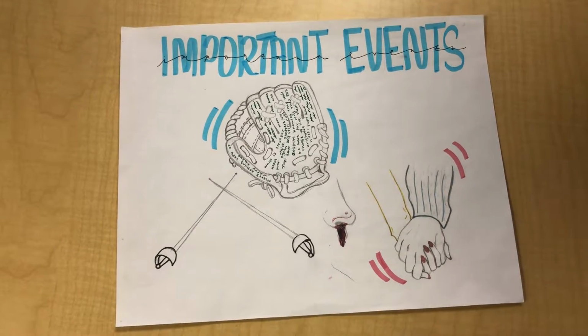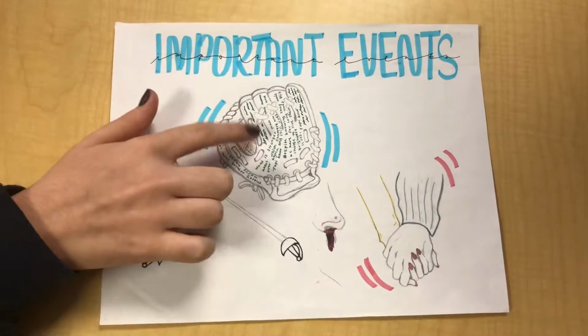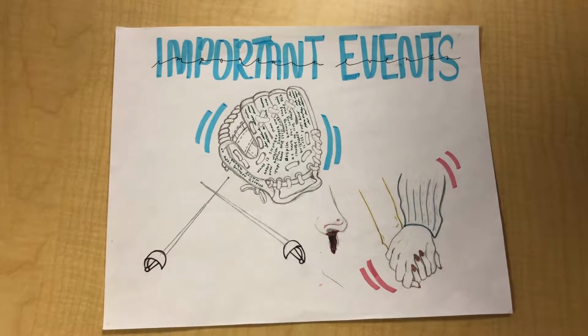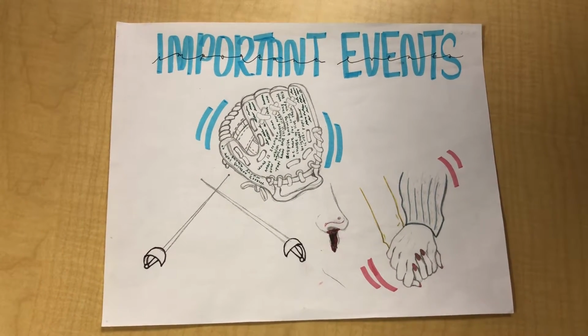Important events. This baseball glove represents Holden's younger brother's death. As seen in the drawing, the glove was special to Holden because it had poems written all over the fingers and the pockets that his brother wrote.